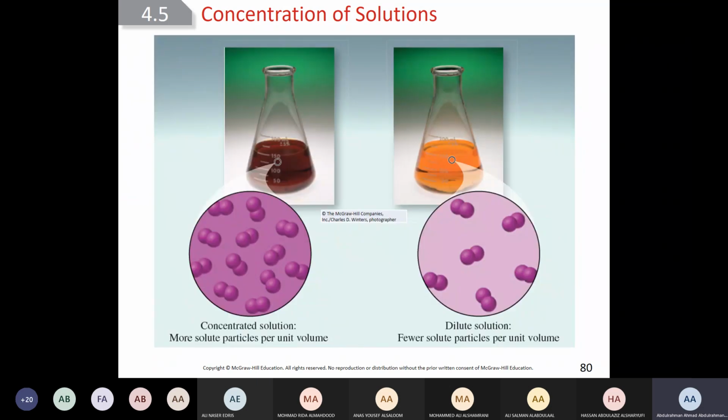Now, solution A and B. Which one is the concentrated one? Is it A or B? A. A is concentrated. How about B? Diluted. And you can see it from the color and also from the molecules available. Okay, next, how can we make this go to more diluted? Add water. Simple. Okay, good.